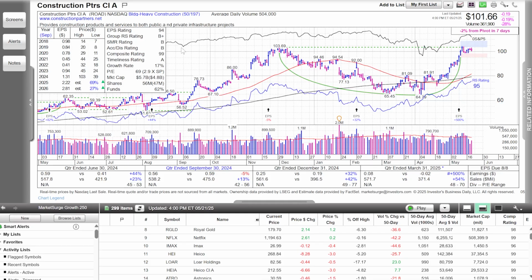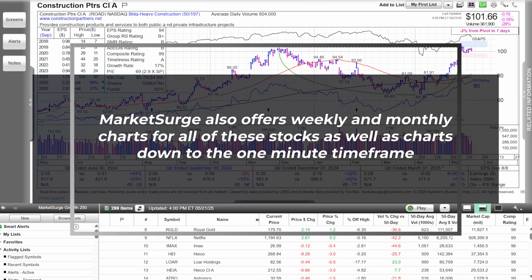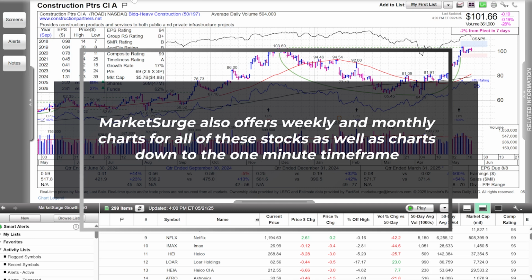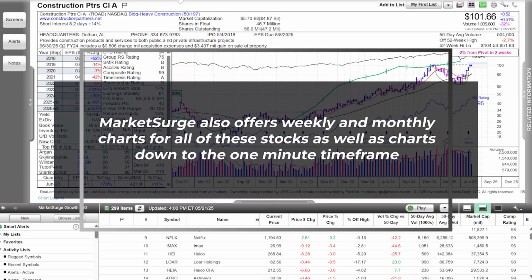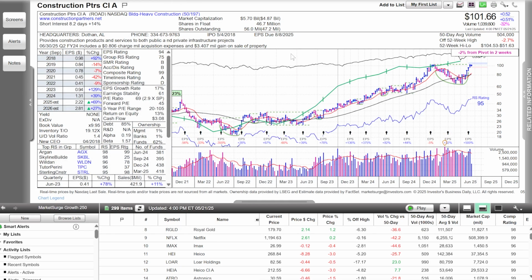One other key thing I want to point out that I should get back to is I've mostly shown you daily charts. MarketSurge also offers weekly and monthly charts for all of these stocks, as well as charts down to the 1 minute time frame. So depending on your time frame, or you can use multi-time frame analysis to look at these stocks and these annotated charts and technical patterns over multiple different timescales. And that can be a really powerful way to analyze these patterns, find out how strong a breakout is, how well supported it is, as well as how well a stock has performed over various timeframes.